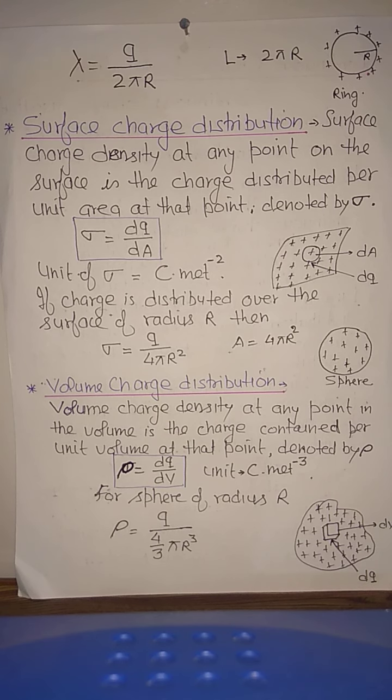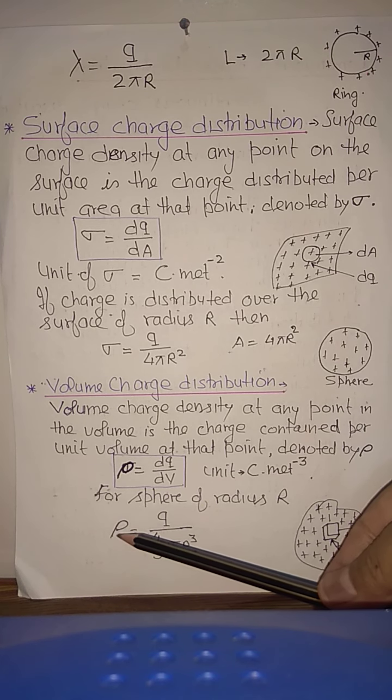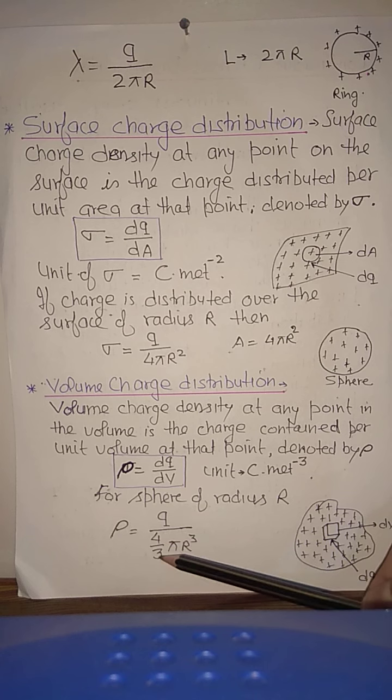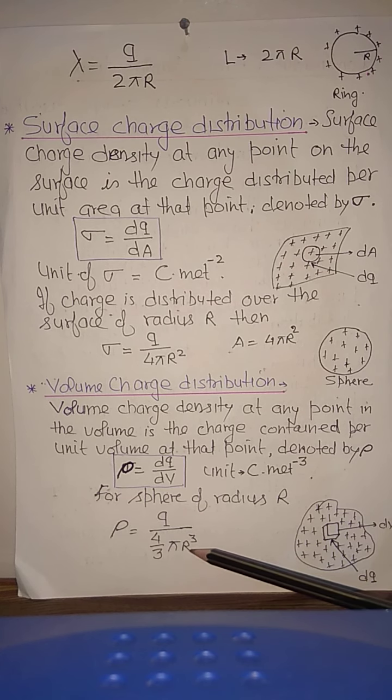Clear? And if the same volume charge density is discussed for a sphere of radius capital R, like this, meaning charge is distributed in its entire volume, then the volume charge density will be Q upon 4 by 3 pi R cube, because the charge is distributed in the complete volume of the sphere.